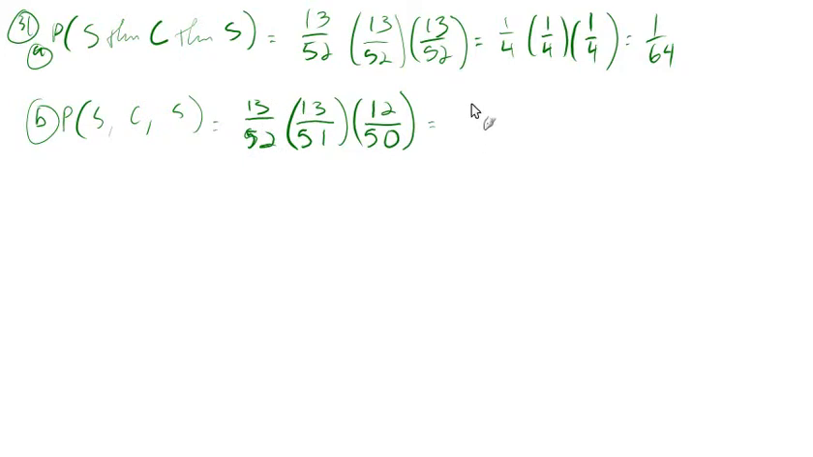So we have 1/4 times 13 out of 52 times, let's see, 12 out of 50, yep, 6 out of 25. And that comes out to be 1 here.